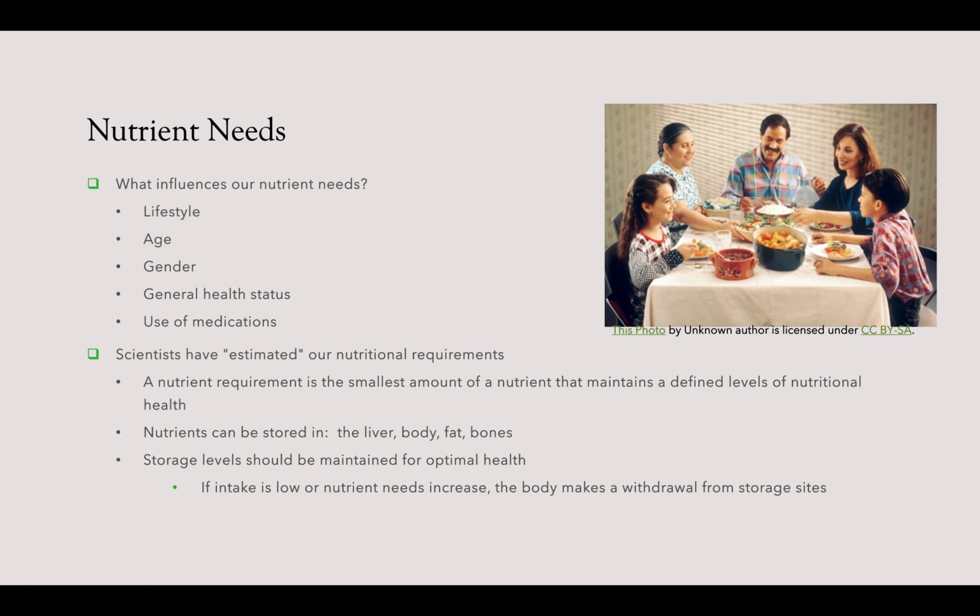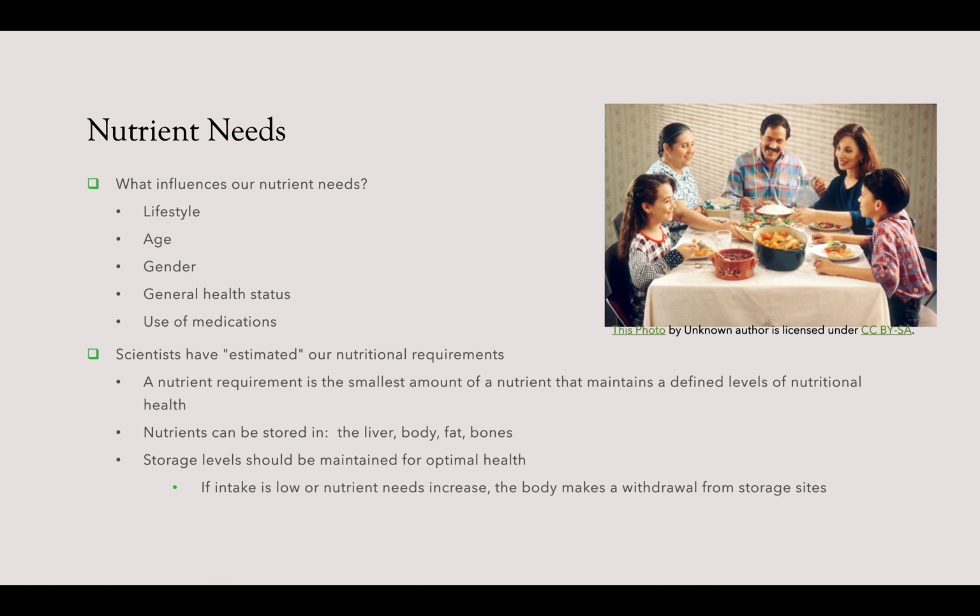So let's glance at what influences our nutrient needs. Our individual lifestyles, our ages. For instance, babies will need different amounts of nutrients versus adults, your gender, your general health status, and use of specific medications. A good example is the antibiotics tetracycline and Cipro. You've probably heard of both of those. When they're combined with calcium in some dairy foods, it can keep the body from absorbing calcium. So you have to be careful when taking antibiotics, especially long term.